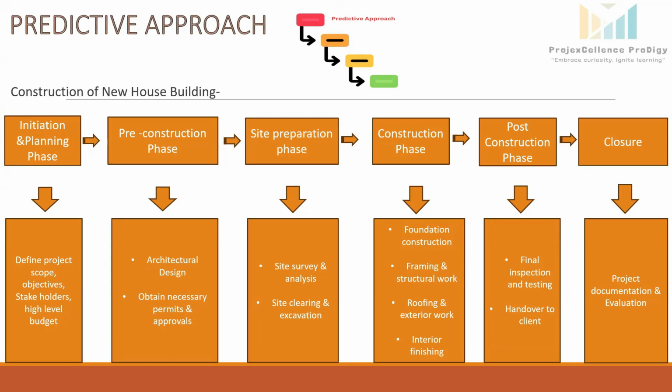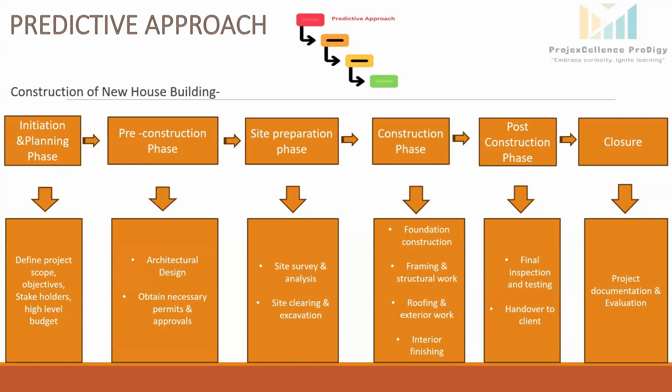If you see how nicely the activities are happening in a sequential manner, I cannot obtain the necessary permits and approval until my architectural design is complete. And I cannot prepare my blueprint until I have the defined project scope. So all the activities flow in a sequence. That's the beauty of the predictive approach.